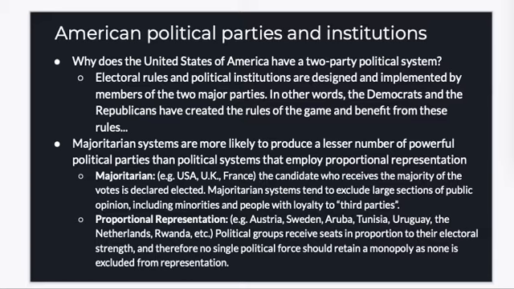For example, the US, the UK, France, India, and many other nations in the world are majoritarian countries. In majoritarian countries, the candidate who receives the majority of the votes is declared elected, and whoever else was running just loses the election, right? There's no splitting the proportion of the votes based on vote share. There's one winner and one loser, based on who wins the majority of the votes.